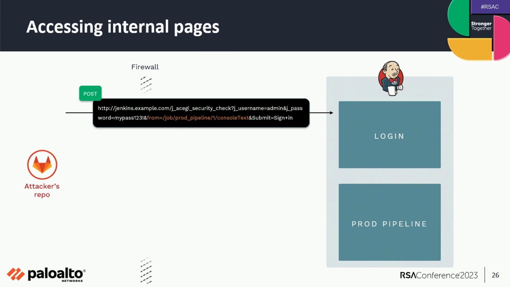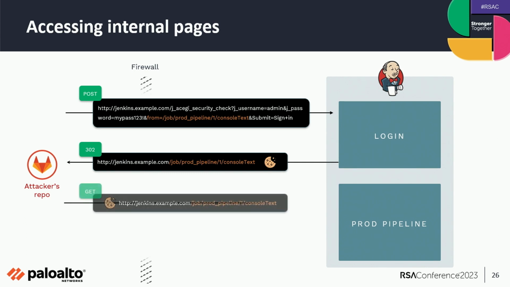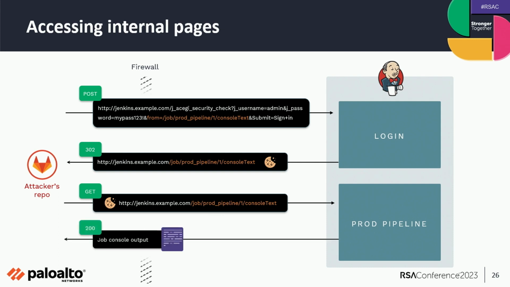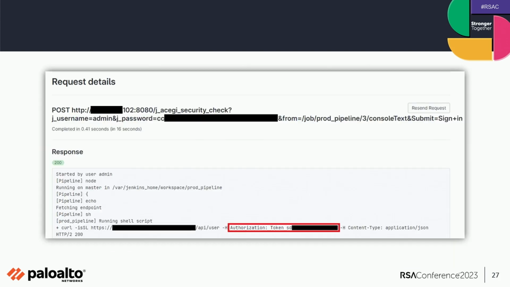I'll just remind you that sometimes those console outputs of builds might contain secrets that aren't correctly masked. They might contain internal addresses of companies. They might contain internal tools used by companies. So it could help us broaden the attack surface of our target in order to better exploit their systems. So what happens next is the same as before. We get a redirection with a cookie, and GitLab follows the redirection, and we get back the console output log of the job we wanted. Great success.